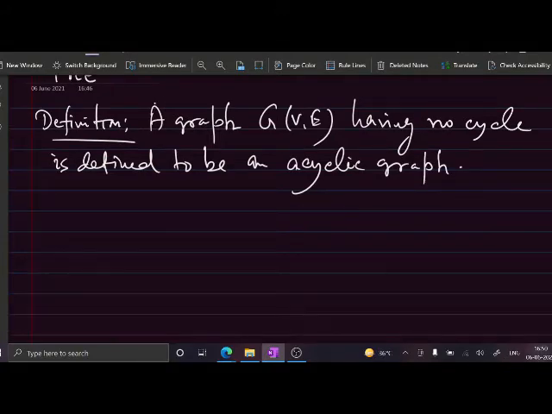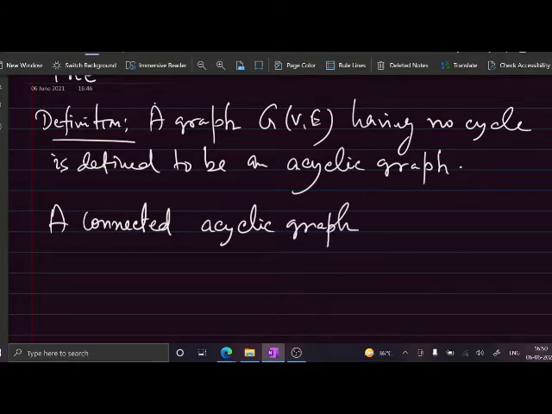Okay, and if you can find a connected acyclic graph, then that would be a tree. A connected acyclic graph is defined to be a tree.